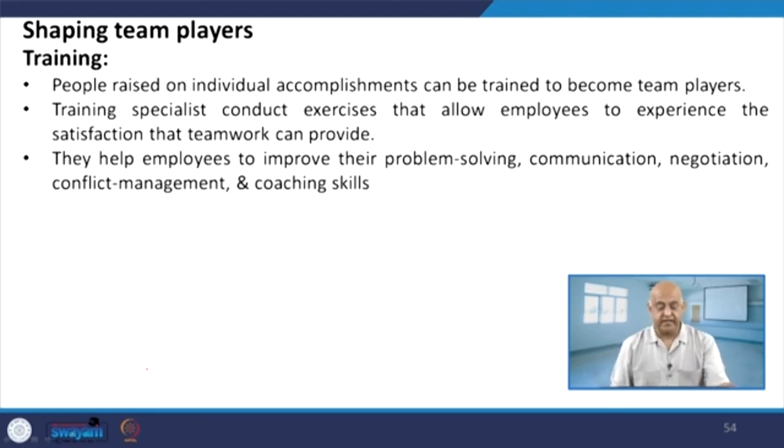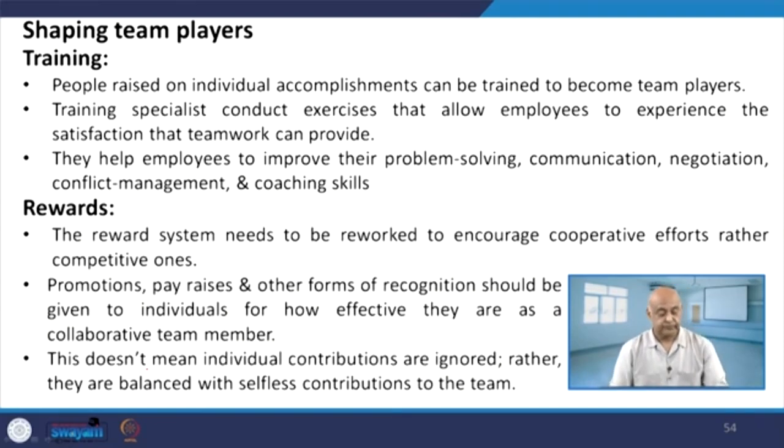Training specialists conduct exercises that allow employees to experience the satisfaction that teamwork can provide. And they help employees to improve their problem solving, communication, negotiation, conflict management, and coaching skills. And finally, the rewards. The reward system needs to be reworked to encourage cooperative efforts rather than competitive ones, right? That is to be taken care of. So, it is not creating more conflict. The reward system should not create more conflict; rather, it should be encouraging and motivating.